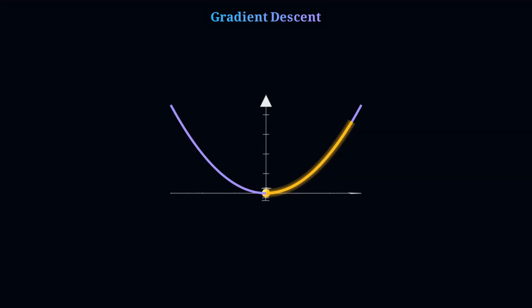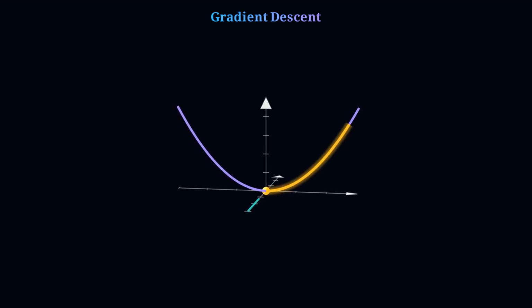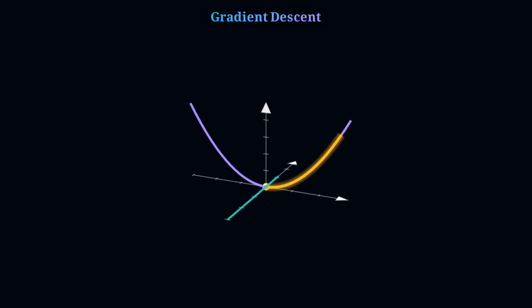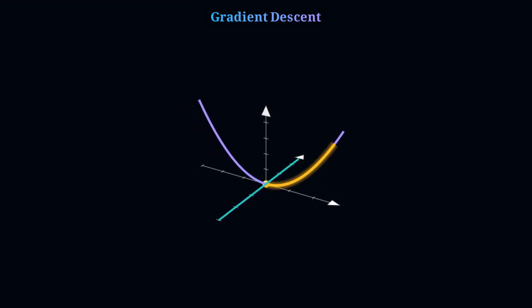But real models never have just one knob. They have thousands, millions, even billions. So we need to see how this idea survives when the surface has more than one dimension. Let us add exactly one more knob and watch.